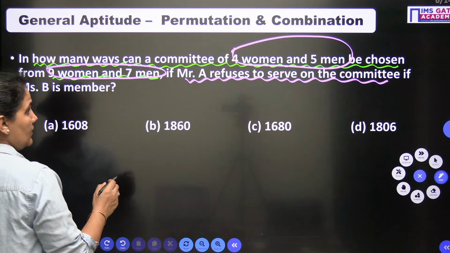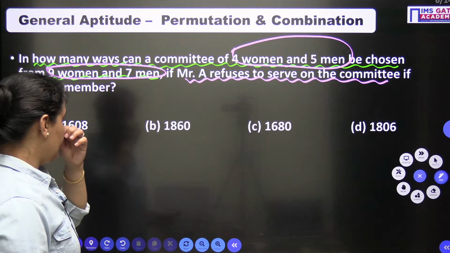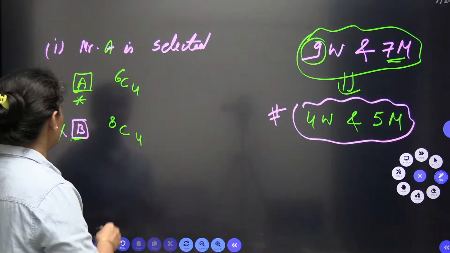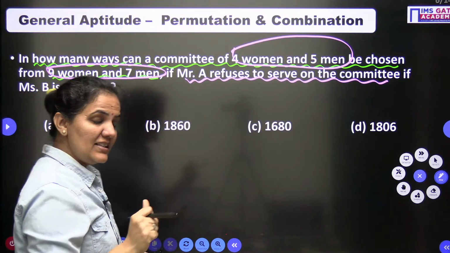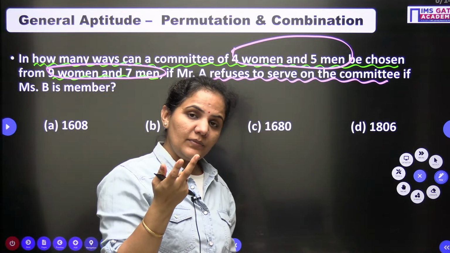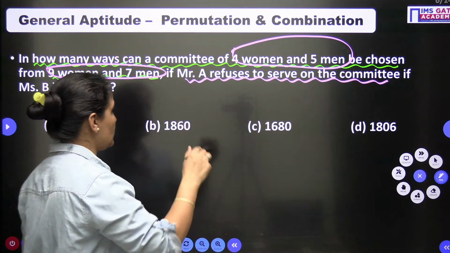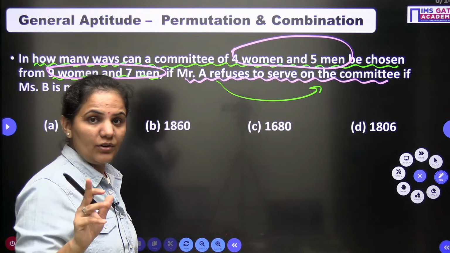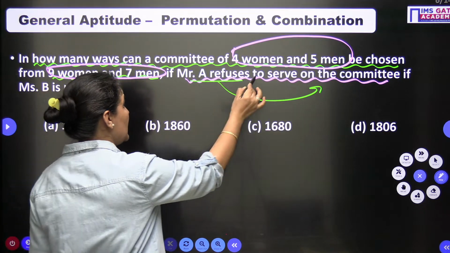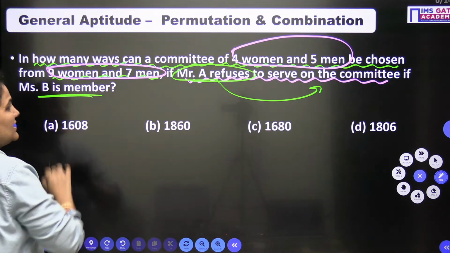Now, okay, Mr. A refuses. Wait a minute. No, we cannot take this one, because now here the case is opposite. No, here B is not refusing, A is refusing. Please read the question again, because now this is the important line. What is given here? Just read it. Mr. A refuses to serve on the committee if Miss B is the member.